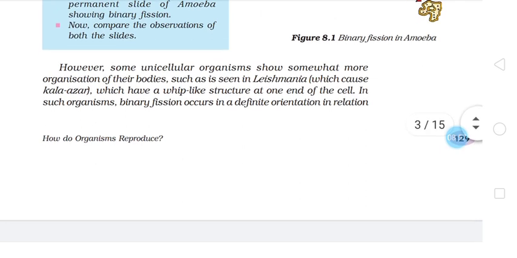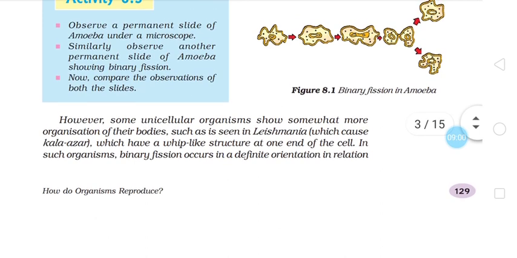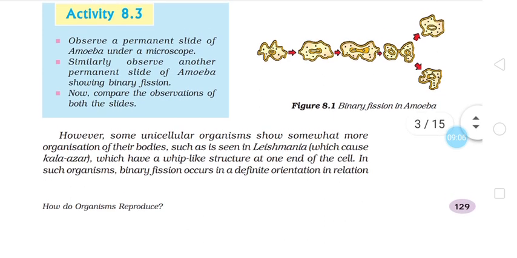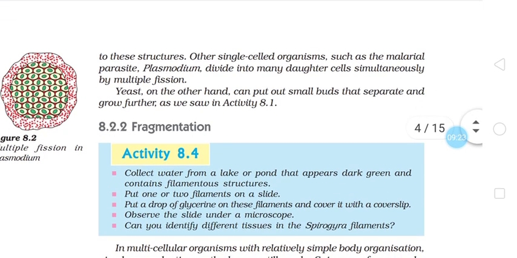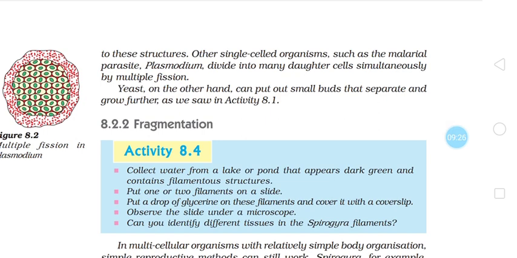However, some unicellular organisms show somewhat more organization of their bodies, such as Leishmania, which causes Kala Azar, as we have seen in 9th standard, which has a whip-like structure at one end of the cell. In such organisms, binary fission occurs in a definite orientation in relation to these structures. Other single-cell organisms, such as the malarial parasite Plasmodium, divide into many daughter cells simultaneously by multiple fission. Yeast, on the other hand, can put out small buds that separate and grow further, as we see in activity 8.1.